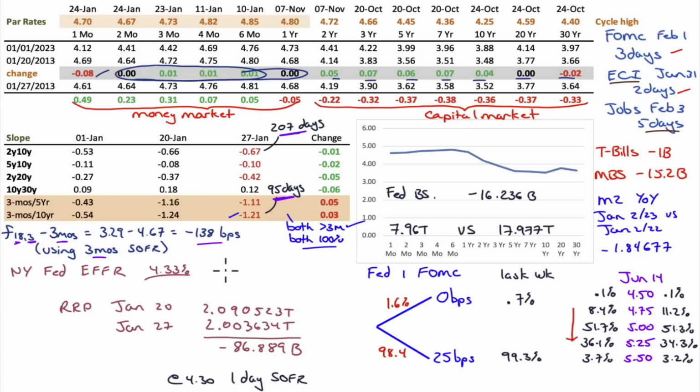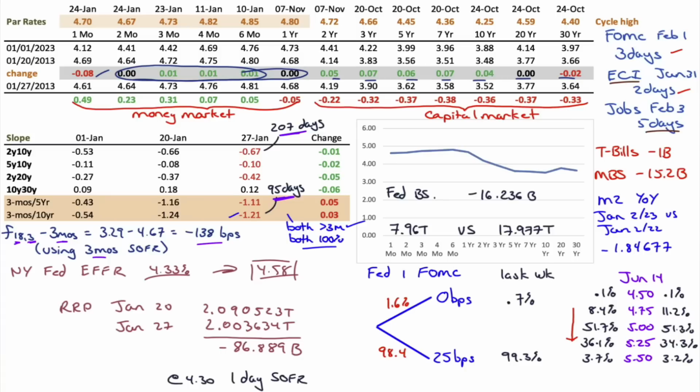Effective federal funds rate still sitting at 4.33. Let's see what happens after Wednesday. That's expected to increase to 4.58, or 25 basis points, but it doesn't have to be 4.58. Could be 4.6, 4.62, but somewhere between 4.5 and 4.75.